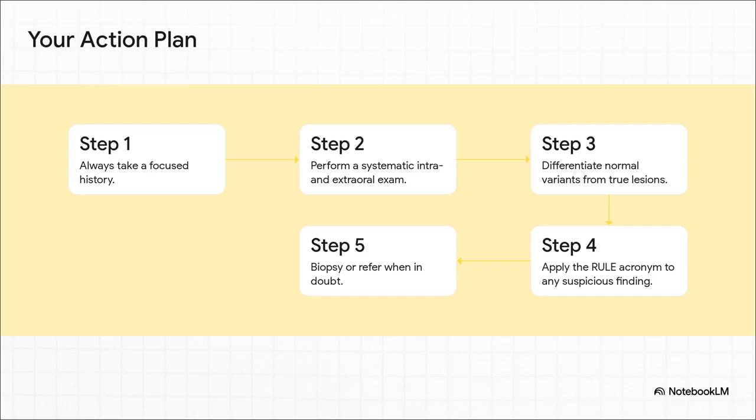1. Always start with a good history. 2. Do your systematic exam, both inside and outside the mouth. 3. Know your normal variants so you don't chase zebras. 4. If anything looks suspicious and it's been there for more than 3 weeks, apply the RULE acronym. And 5, and this is the most important one, when in doubt, get a biopsy or refer.